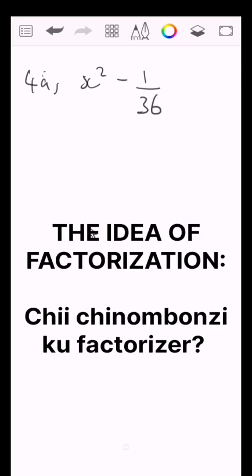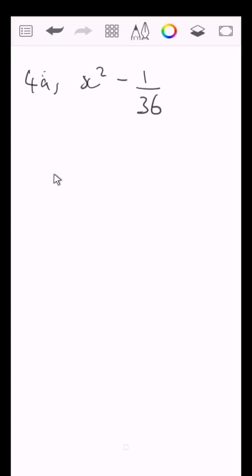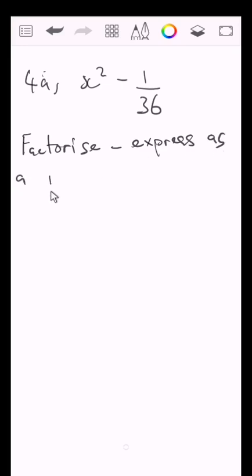4a, x squared minus 1 over 36. To factorize is to express as a product of its factors. Maybe ngati zvinyorei. Kunonzi kufactorize. To factorize tinenge tichita express as a product of its factors.